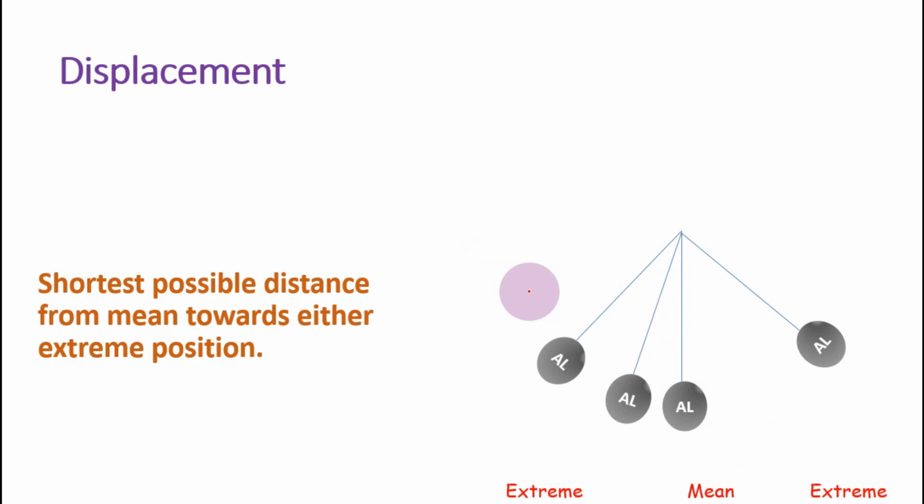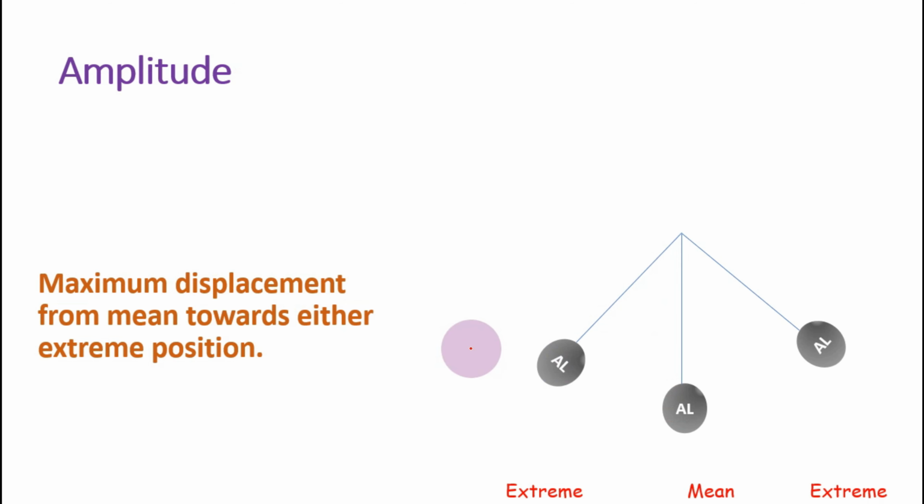Now what is meant by displacement? Displacement is the shortest possible distance from the mean towards either extreme. That is, you can say that this is the displacement of the simple pendulum from the mean position. What is meant by amplitude? It is the maximum displacement from the mean towards either extreme. That is, this is the amplitude. It can be on this side as well as on this side.